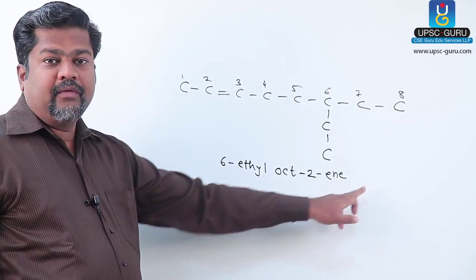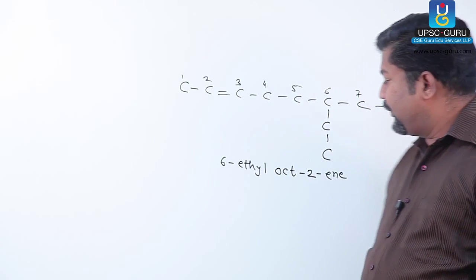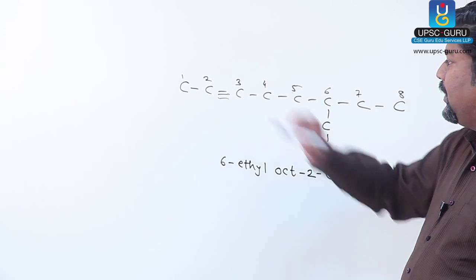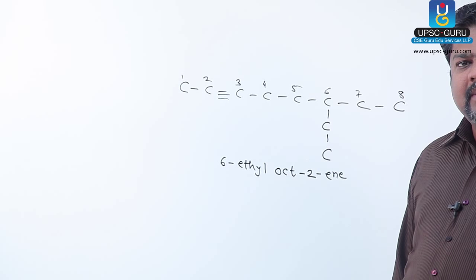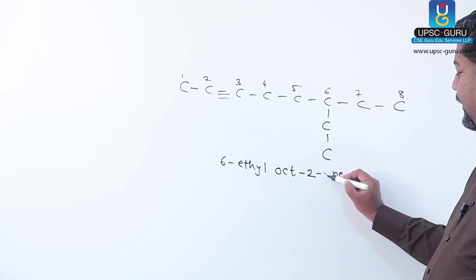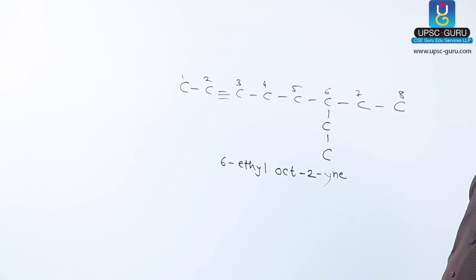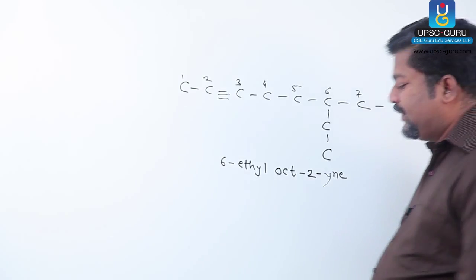So this way we have to name alkene. Now suppose there is a triple bond, then the rule is the same. The triple bond should get the minimum number and the name should be everything the same, but instead of ENE it should be YNE. So this way IUPAC names are there.